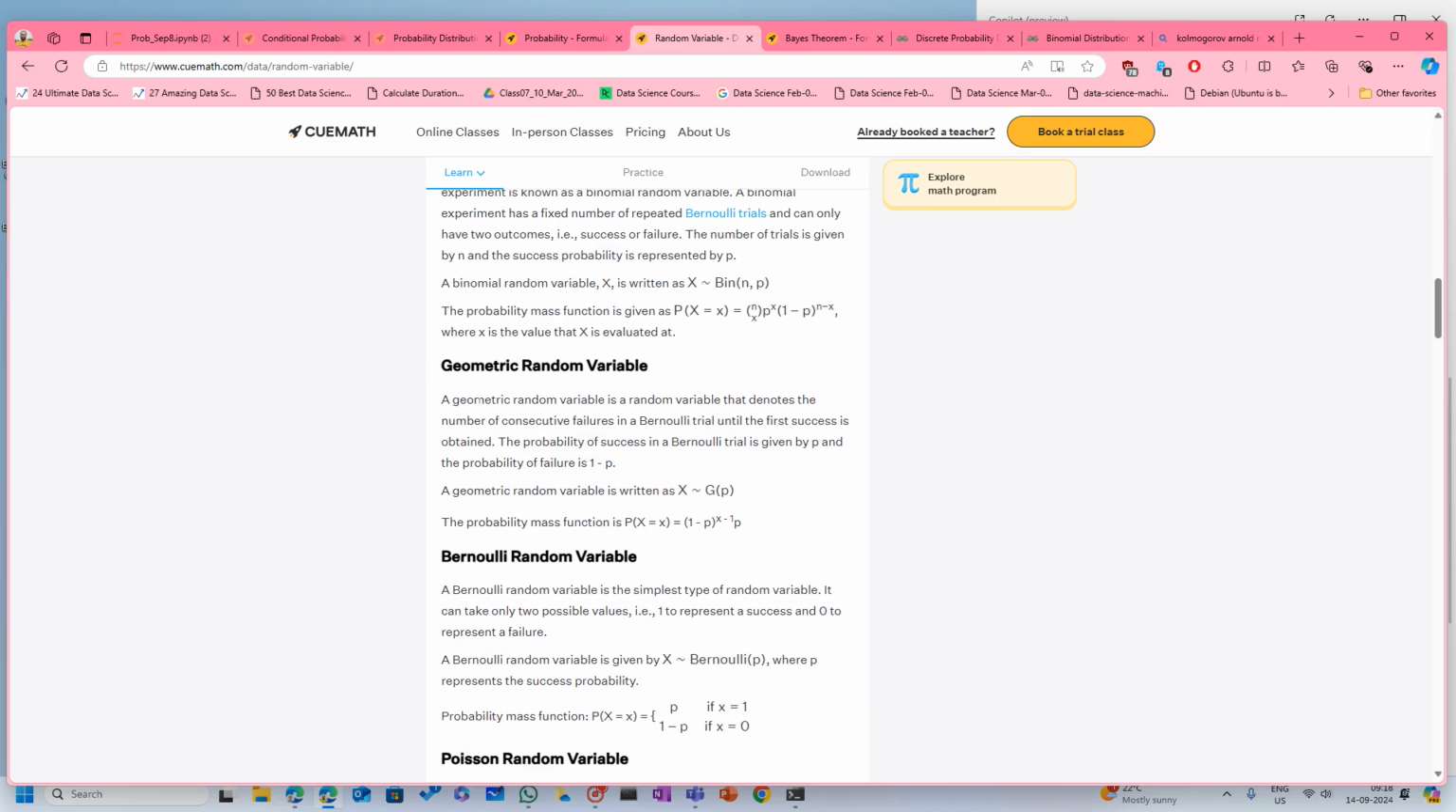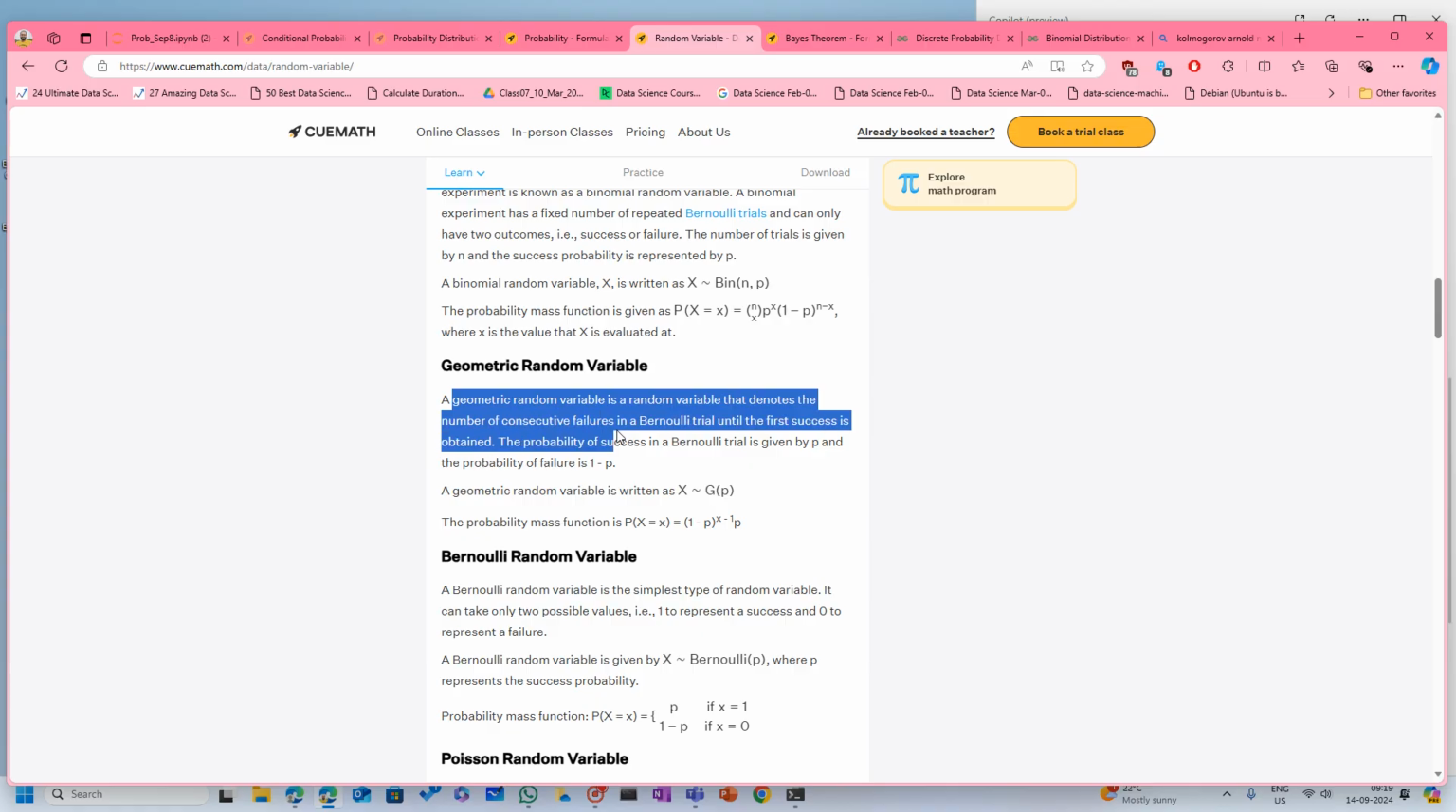Okay, now in geometric random variable, it represents the number of times you see the failure before success. How many consecutive times you have failure before success. Let's just say a cricket team introduced a new player, how many times he will fail to score a half century before he scores a half century.